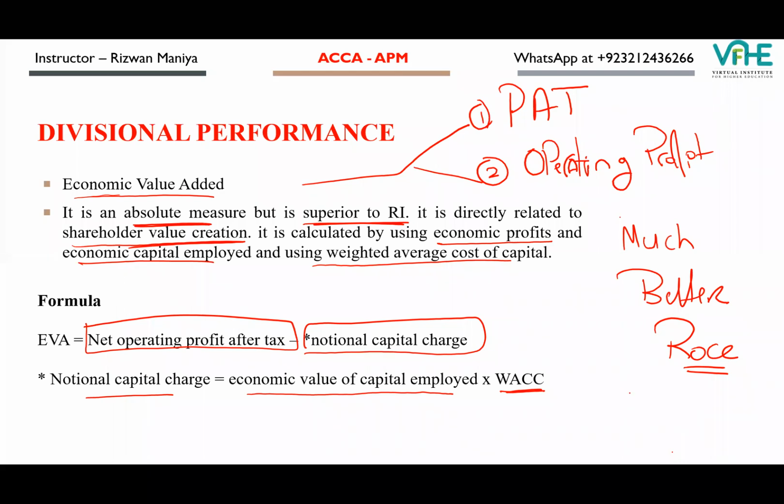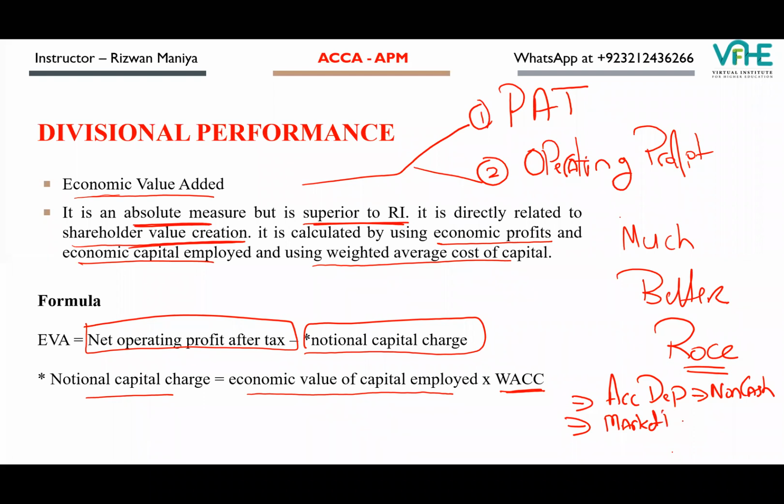EVA says there are a few important things that I quickly need to brush up here. EVA says that you should add back accounting depreciation. Why accounting depreciation? Because it's a non-cash item. Plus, it says that you should add back marketing expenditure, training cost of staff, and operating leases, because all of these are considered as market building items.